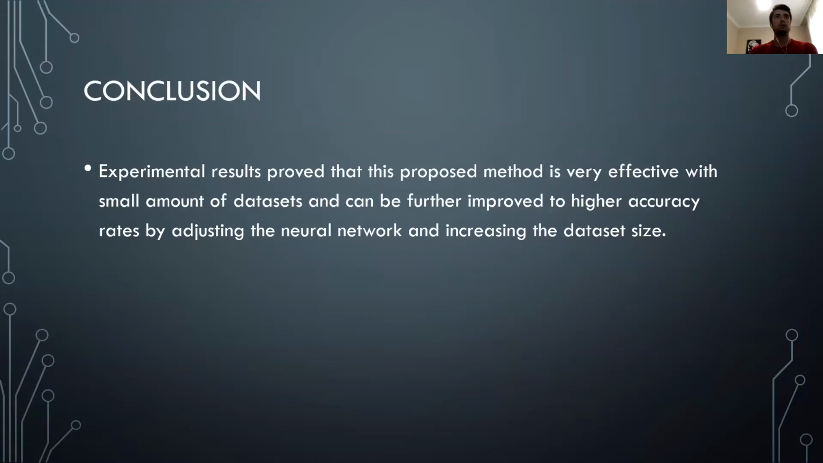As a conclusion, experimental results prove that this proposed method is very effective with a small amount of dataset and can be further improved to higher accuracy rates by adjusting the neural network and increasing the dataset size.